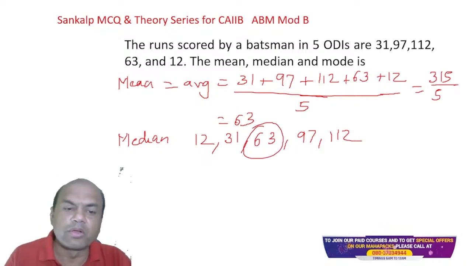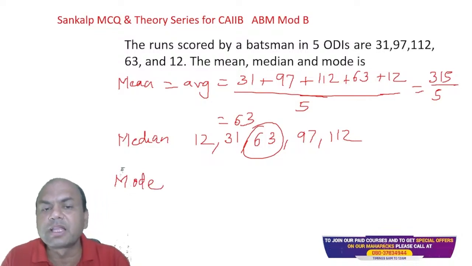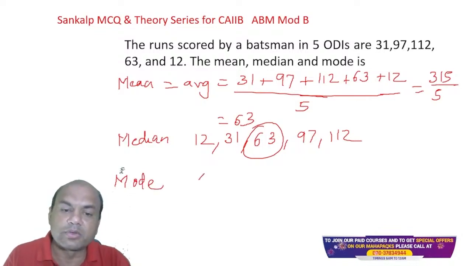Okay, mode means which occurs maximum number of times. Who's occurring maximum number of times? None of them is repeated. So all are modes. All.